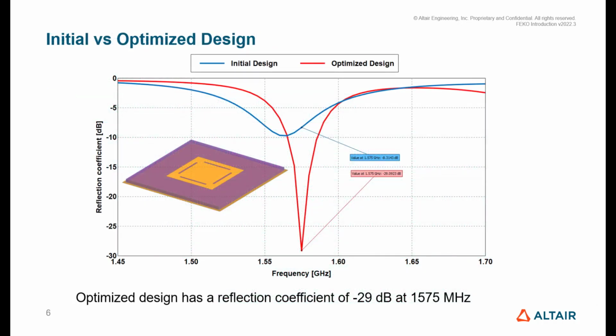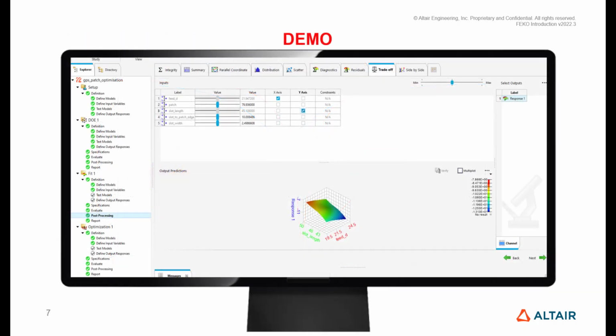Here is a comparison between the initial design and the optimum design of the patch antenna. You can clearly see the improved impedance matching at the GPS operating frequency with a reflection coefficient of almost minus 30 dB. Now let's go through the actual demo of the entire process described so far.